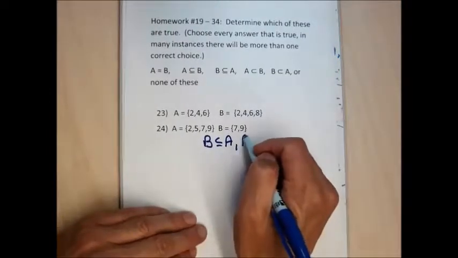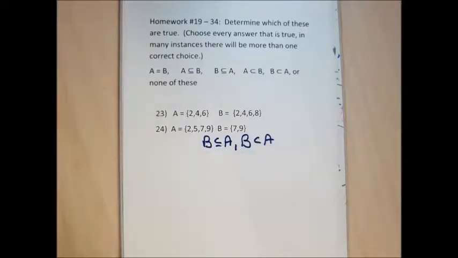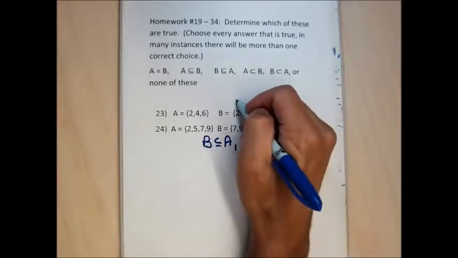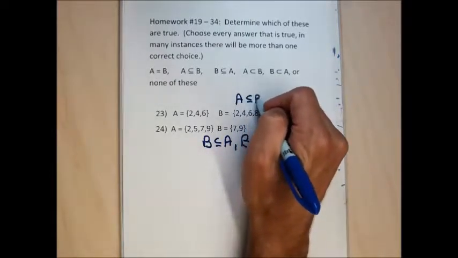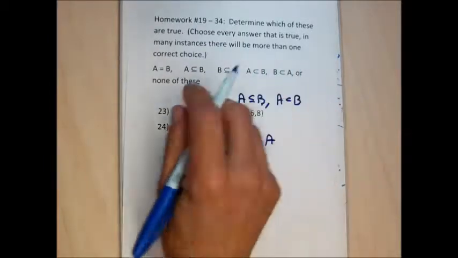So to finish up my answer to question 24, I'm going to add the symbol B is a proper subset of A. And again, just in case for your 23, you're supposed to do A is a subset of B, and A is a proper subset of B for your 23.